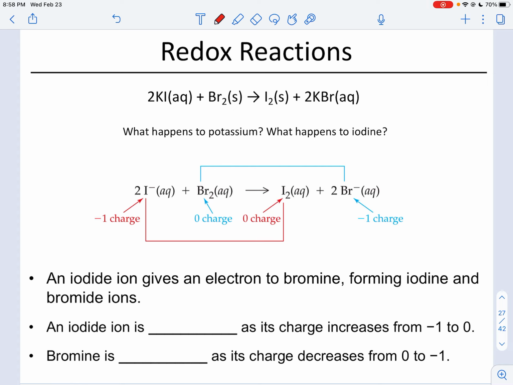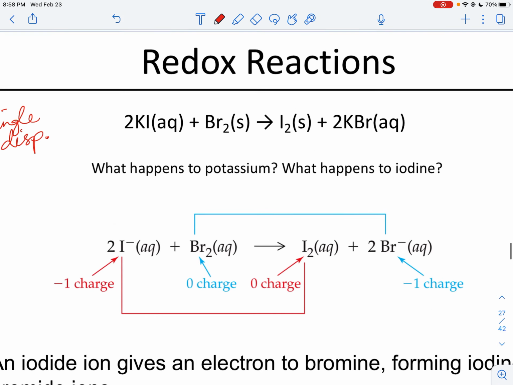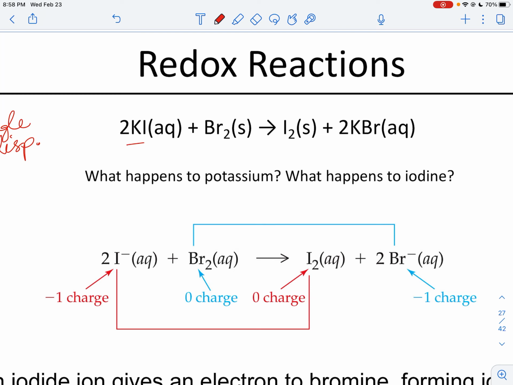Here we've got potassium iodide and bromine. This is also a single displacement reaction. And so let's go through and assign the charges, right? Because we have an ionic compound here, potassium iodide, potassium is the cation, iodide is the anion. Bromine is by itself just an element, so it has a charge of 0.